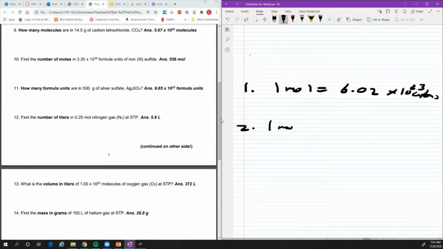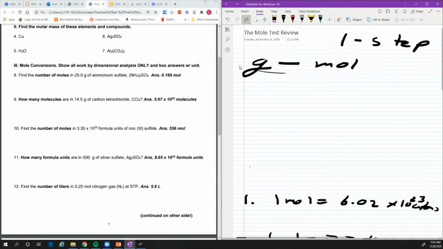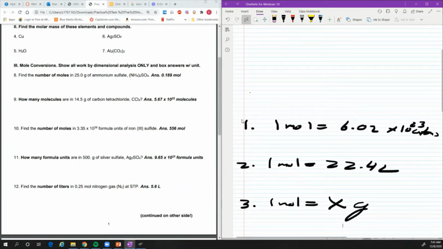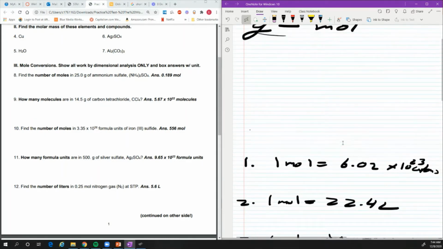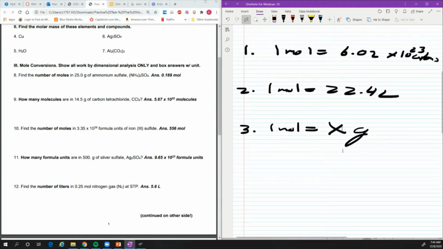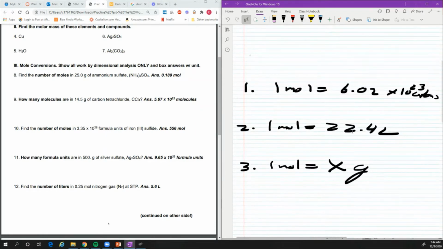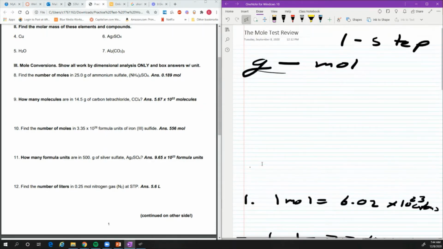2 is 1 mole is equal to 22.4 liters. And number 3 is 1 mole equals my molar mass. I don't know what it is yet, but I know my unit is grams. So I'm looking here. I have to go from grams to mole. Mole to atom doesn't help me because it wants grams to mole. Mole to liter doesn't help me either. The last one, 1 mole of whatever compound they give me, X, to grams, that's the one that's going to help me get from grams to moles. So I know that I'm going to have to use number 3 in this case.